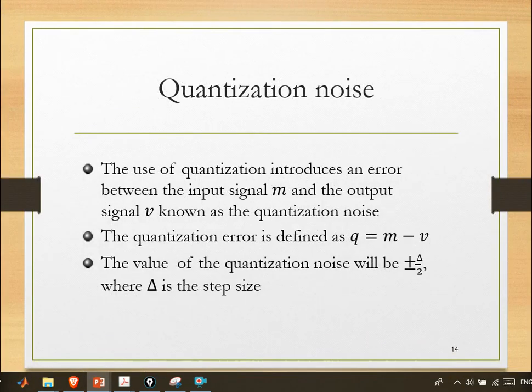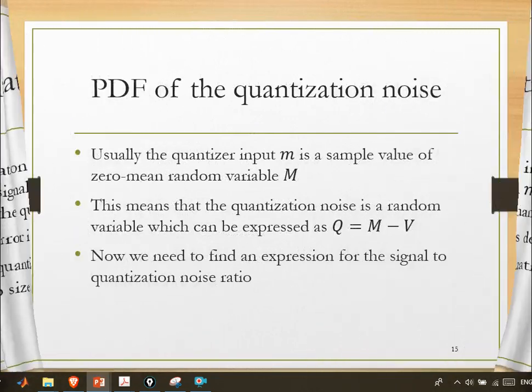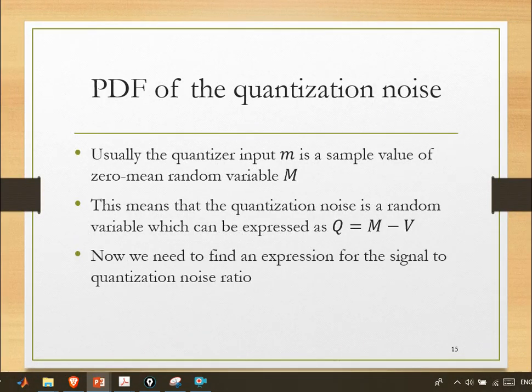As I just mentioned, there is quantization noise. The way to calculate quantization noise is the actual value minus the quantized value. We define it as Q. Q is equal to M, the message, minus V. M is the actual message value, V is the quantized value, the difference, delta. Now this is simple, it's not difficult, but if I tell you to find the PDF of this quantization noise, then things turn a little bit difficult because it requires some knowledge from random signals and random analysis.